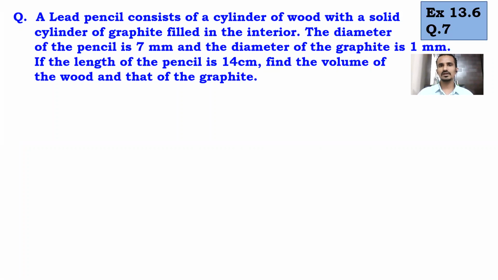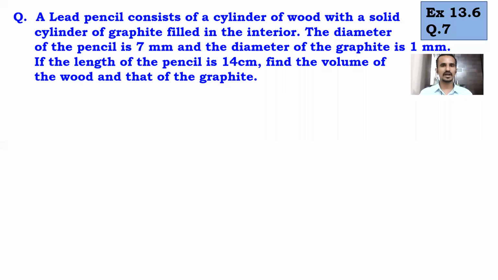Okay, so here it is mentioned that the diameter of the pencil means the entire wooden outer diameter. The entire diameter of the wooden part is 7 millimeter, and the diameter of the graphite is 1 millimeter. So we know both the diameters. Length of the pencil is going to be 14, which is the same for the lead as well as the wooden part, 14 centimeter. We have to find the volume of the wood and that of the graphite.